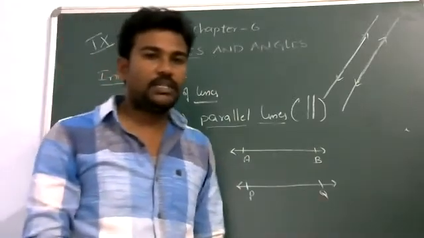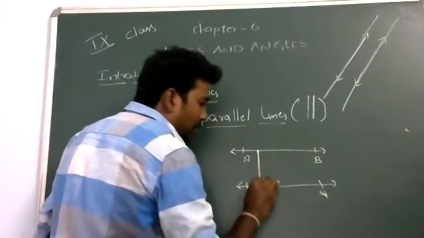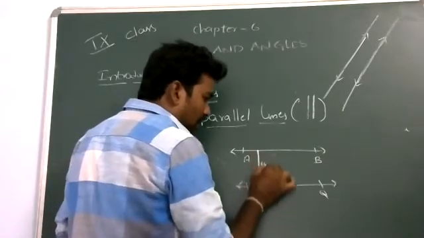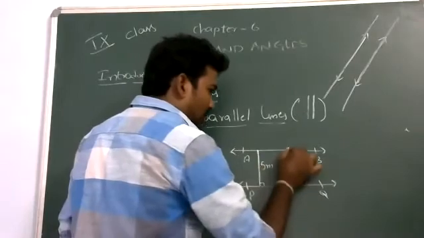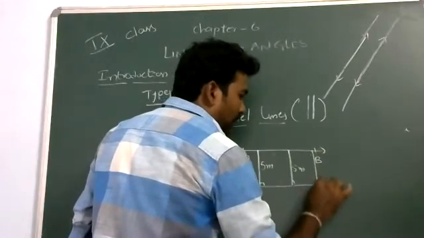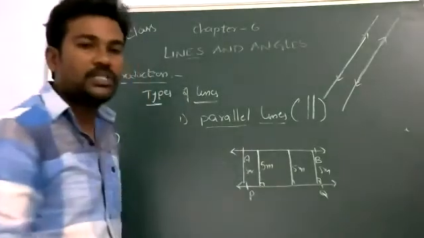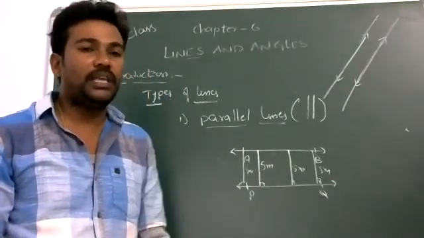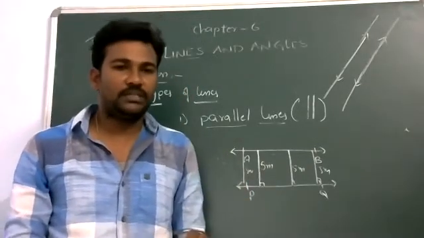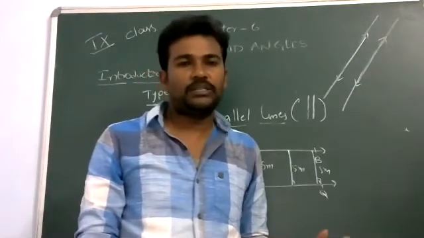One more, the second definition, is the perpendicular distance. Suppose from here to here the distance is perpendicular, meaning exactly 90 degrees. Here you can assume this one is 5 meters, and similarly here also 5 meters. Here also you can take 5 meters. The perpendicular distance between two lines is always equal. This is the exact definition. If the perpendicular distance between two lines is always equal, those lines are called parallel lines.